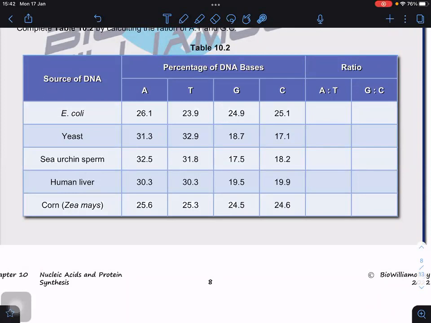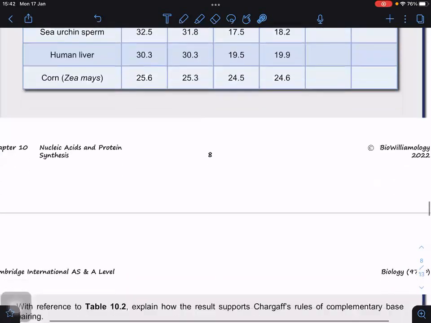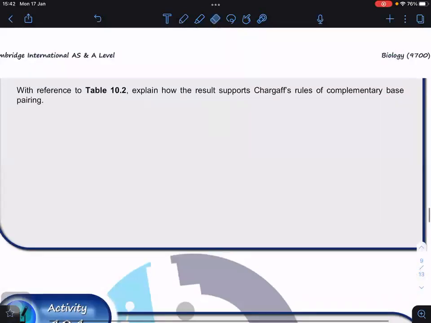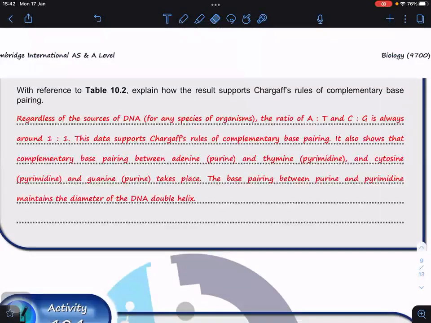If, let's say, our DNA is single stranded, do they need to pair? They don't need to pair. They do not need to be 1:1 for A and T. Cannot. Are you clear? Okay. So in terms of ratio, you can write down 1:1. So regardless of the source of DNA, of any species, the ratio of A and T and C and G is always around 1:1. So therefore, the data support Chargaff's rules of complementary base pairing.